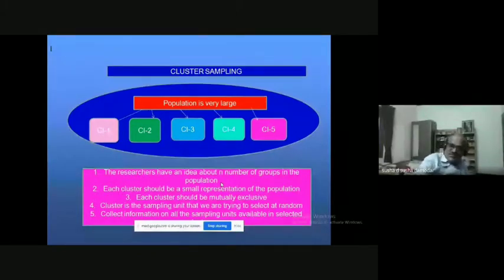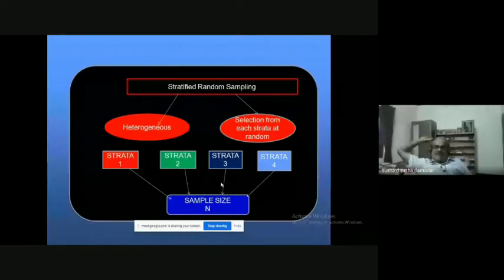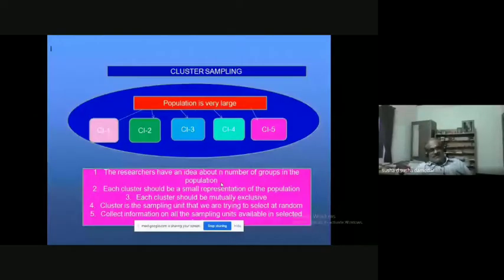Again, what is the difference between stratified random sampling and cluster sampling? In stratified sampling, the population is heterogeneous. In order to ensure homogeneity, we divide the entire population into different groups. Each group is called strata. From each strata, we select sample proportionately at random, and finally we get the sample size. Here, in cluster sampling, the population is very, very large. First condition: it is finite, at the same time it is very large.